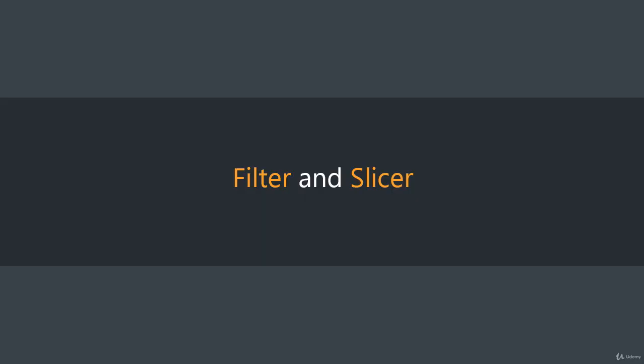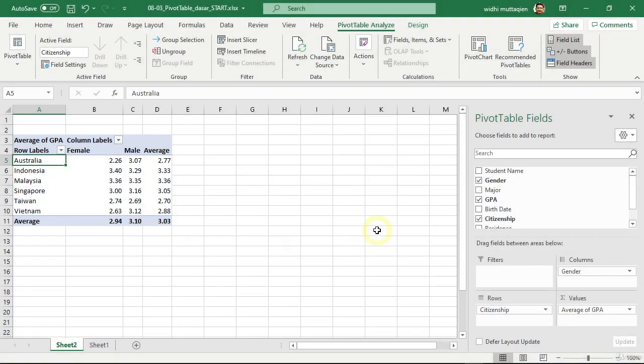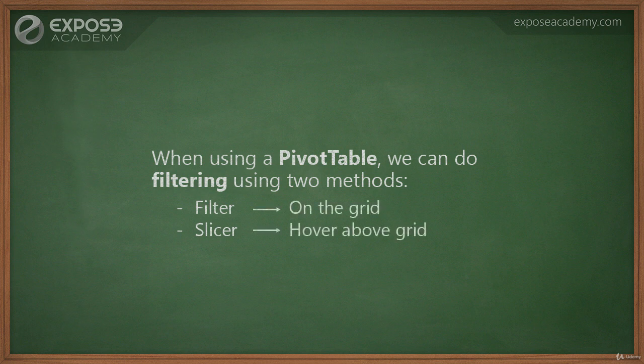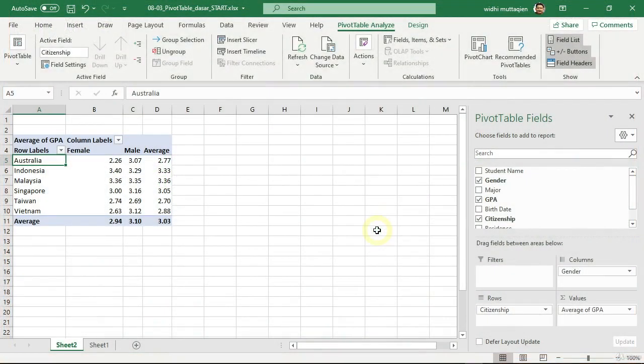We discussed filters before. Basically, we use filters to hide or show data based on certain criteria. Now, in the pivot table, you can use filtering using two different features, namely the filter and the slicer. Both actually provide the same function. What's different is the location of the interface. The filter is attached to the grid, while the slicer hovers over the grid. Let's see an example of each of them.